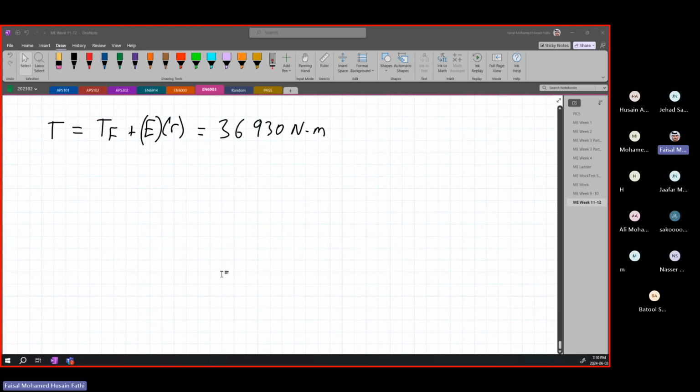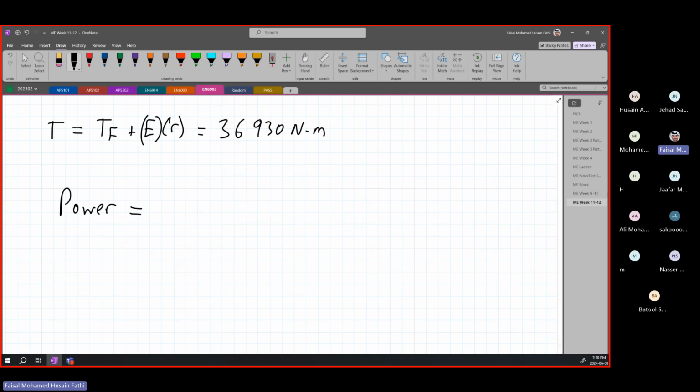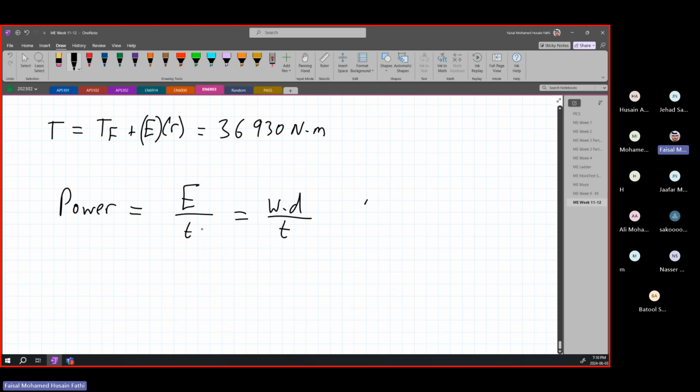Why are we looking at torque? When we look at power, I didn't talk about power and I wanted to, but I forgot about it, to be honest. Power is simply energy over time, or work done over time. This is what power is, and the unit of it is watts.